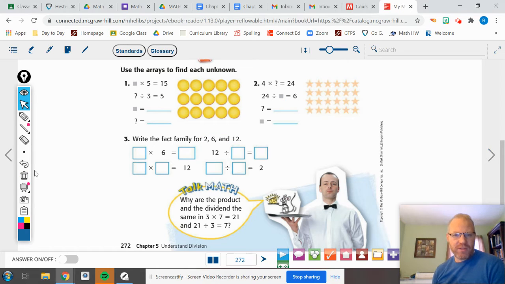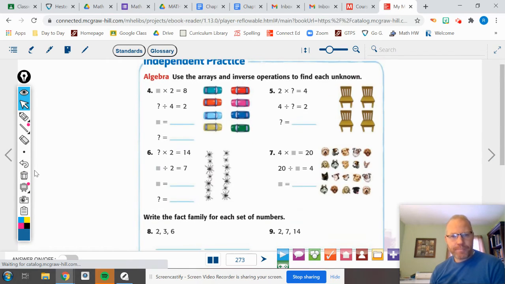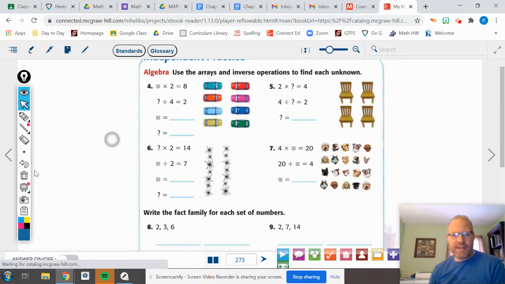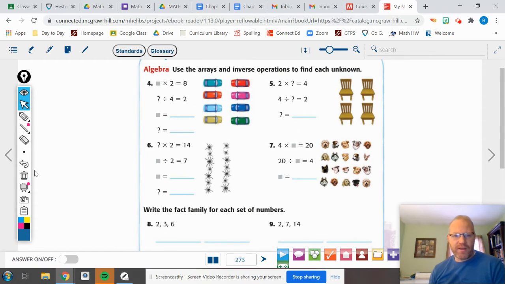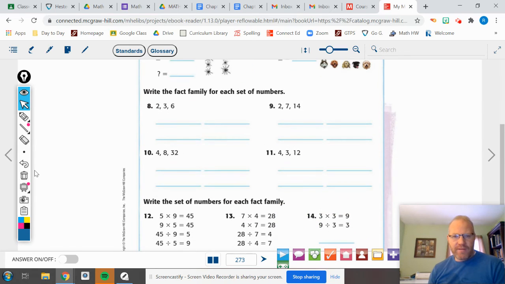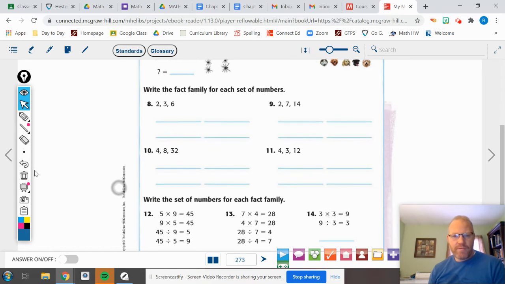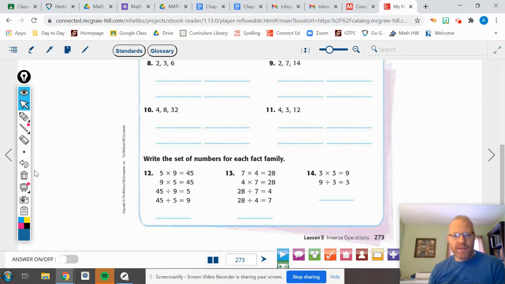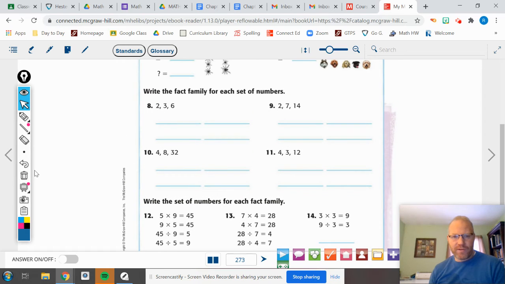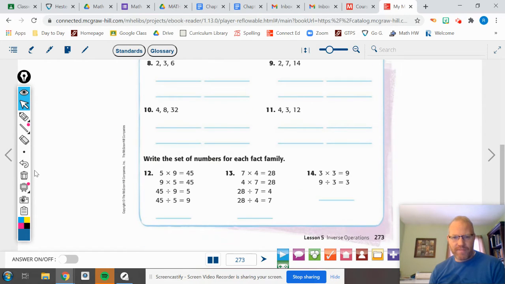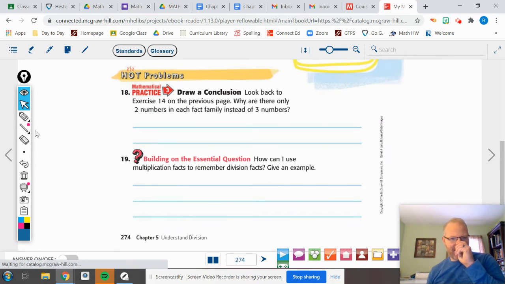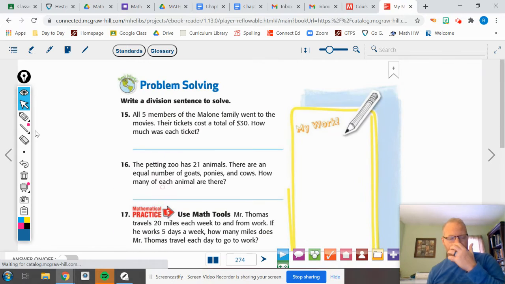Moving on to page 473, independent practice. So for your independent practice today, you're going to start with algebra, solving for the unknown. Then write the fact family for each set of numbers, multiplication, then division for all sets. Write the set of numbers for each fact family. So you're just looking for the numbers. You're writing the numbers on 12, 13, and 14. You don't need to write any math problems. Then on the back for your independent practice, you're going to read the question, decide, do they tell you a total? Are you dividing or are you multiplying?